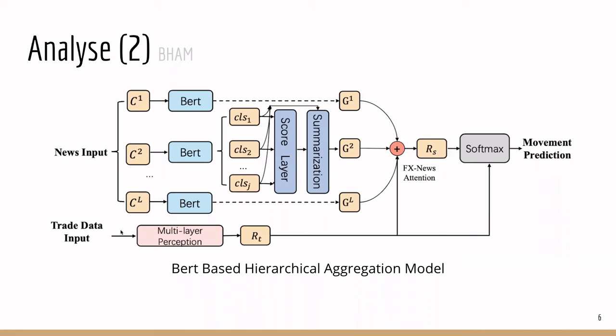At the same time, we have a multi-layer perceptron that will process the representation of the trade data into a vector RT that will be used to apply attention on the news. So we have here a node, an aggregation point, where we apply an attention layer from the representation of the trade values to each news group for all the news. This aggregation is represented with RS, which is then used in a softmax to predict the movement. So as I mentioned before, either we predict a long position or a short position.